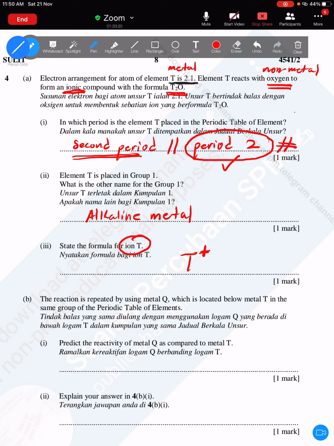Okay, good. When I'm teaching, I refer to others as well. Okay, the reaction is repeated by using metal Q, which is located below T. So I know it is 2, 8, 1. That stands for it being more reactive than T. So predict the reactivity of metal Q as compared to T. Of course, Q is more reactive than T.